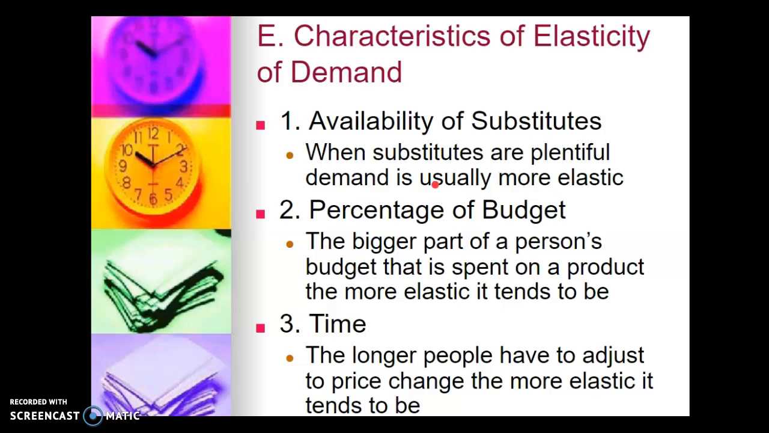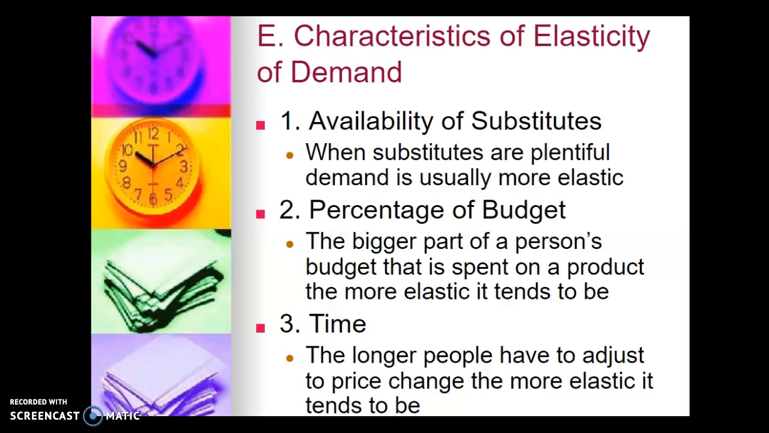Now, what are the characteristics of elasticity of demand? So what makes something elastic or inelastic? Well, the availability of substitutes. If you have a lot of substitutes, demand is usually more elastic. There's no substitute for penicillin. Diabetics need this to survive. Okay? So therefore, that's why it's inelastic. Whereas with pop, if the price increases dramatically, there are many substitutes out there: water, orange juice, other cheaper pop, et cetera. Lots of substitutes that can be used instead of that one particular pop.